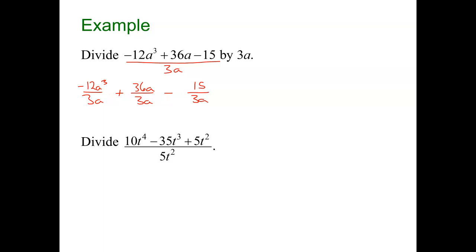Negative 12 divided by 3. Negative 4, a to the third divided by a squared. Okay? 36 divided by 3. A divided by a. 1. So that cancels out. 15 divided by 3. 5. I don't have anything in the numerator for the a to simplify with, so that a stays in the denominator.